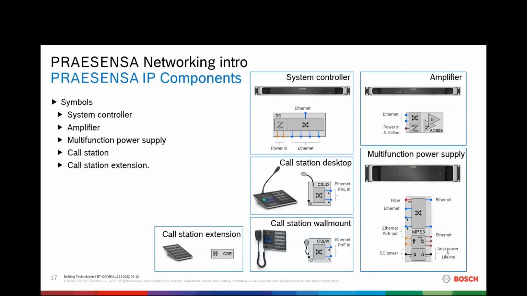So here we have them all together. We have the system controller, the amplifier, the call station, desktop and wall mount, the multifunction power supply, and the call station extension, which does not have further Ethernet connections. These are the symbols which you can use now to create your design in Visio.